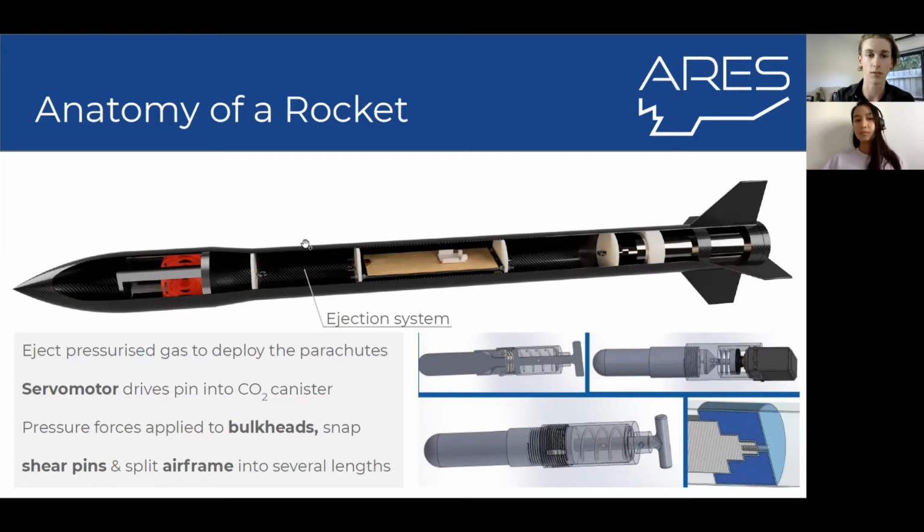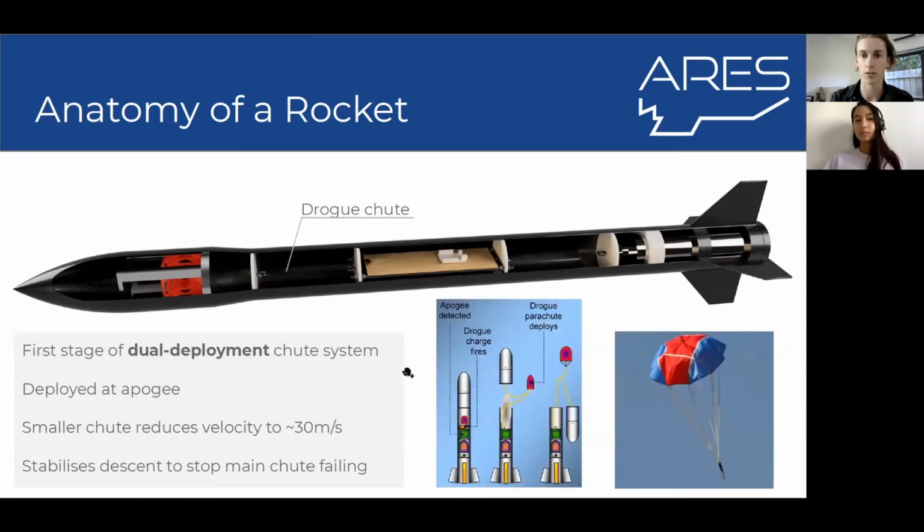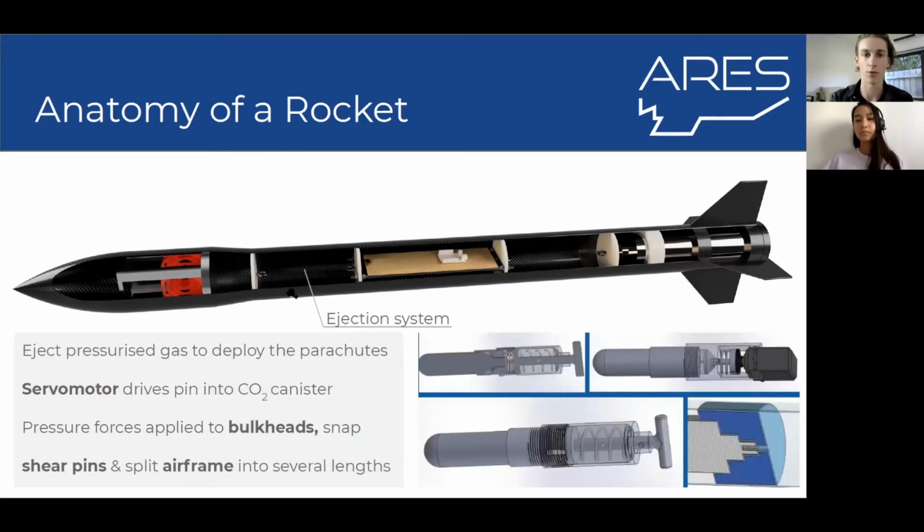And that will snap these shear pins and allow the rocket to split into two, which you can see in this picture in the center here. So the parachute can come out and we're not losing any parts of the airframe. And we actually have two of these. We have one for the drogue chute and one for the main parachute back here that we're going to have a look at as well.